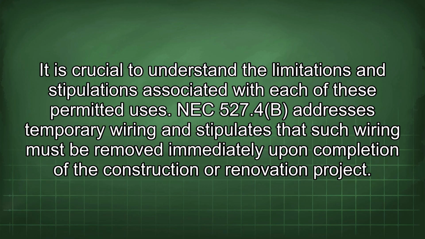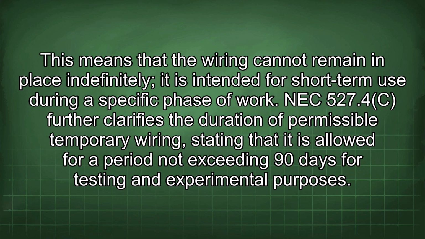NEC 527.4(B) addresses temporary wiring and stipulates that such wiring must be removed immediately upon completion of the construction or renovation project. This means that the wiring cannot remain in place indefinitely. It is intended for short-term use during a specific phase of work.